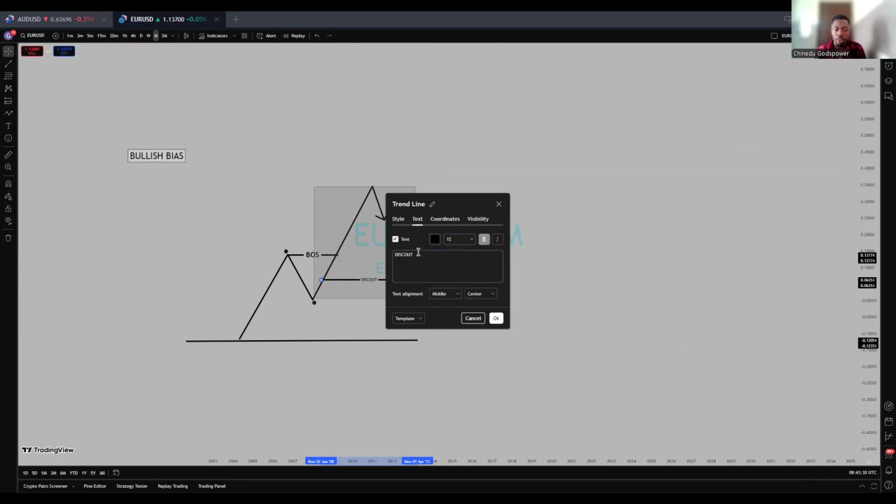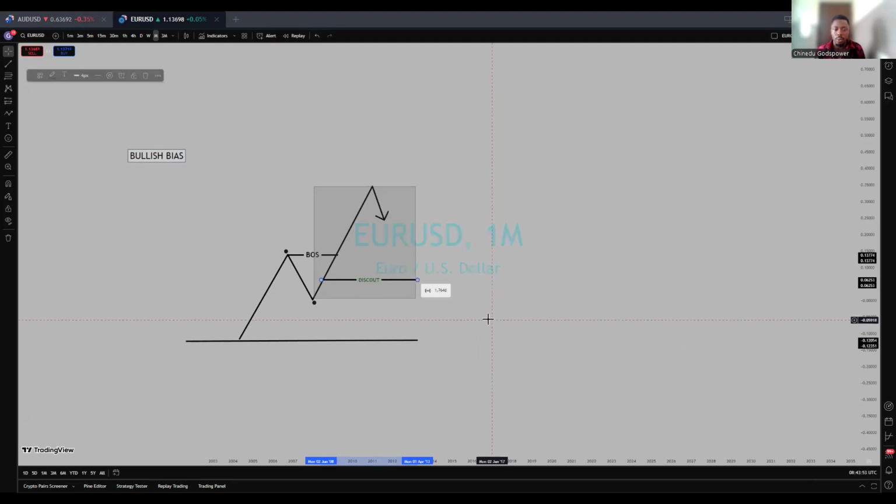Bold text, change the color to red, green. Okay. I think that doesn't increase the text. All right, so I'm going to reduce this. So we know this is a discount zone. Yes, I'm trying to make it accurate. I'm trying to keep to time at the same time.